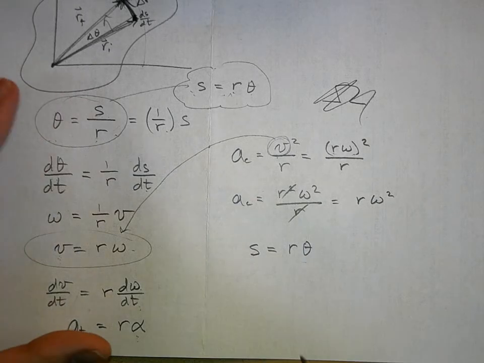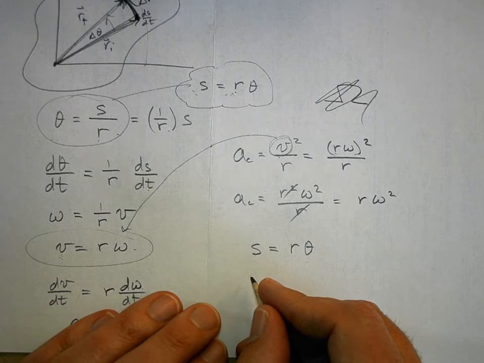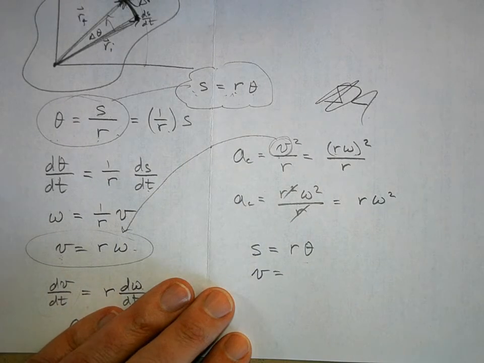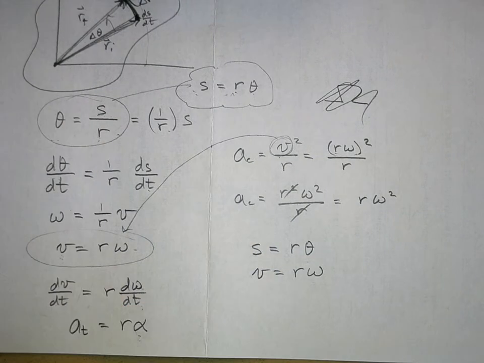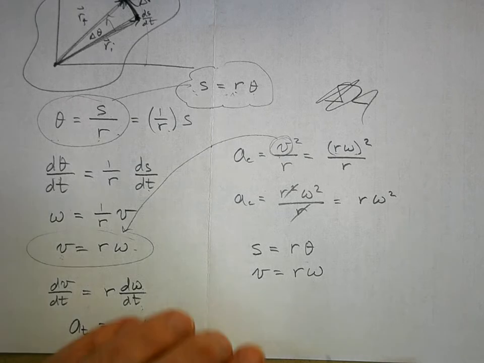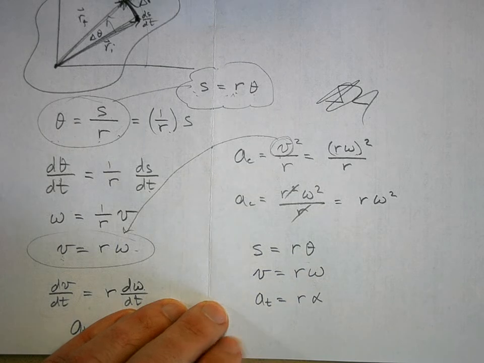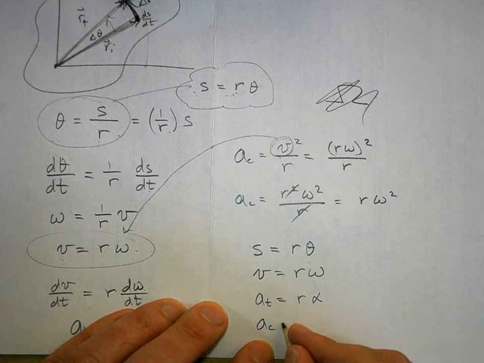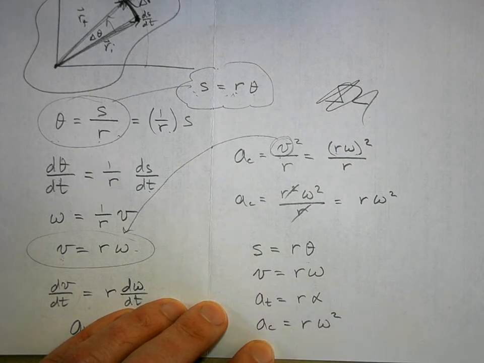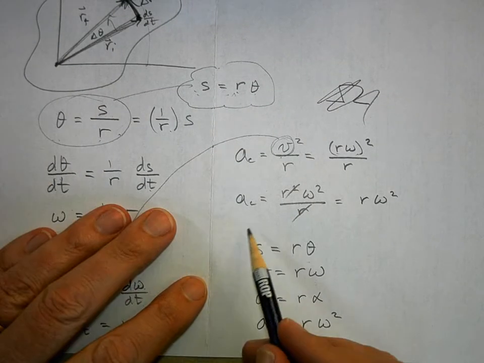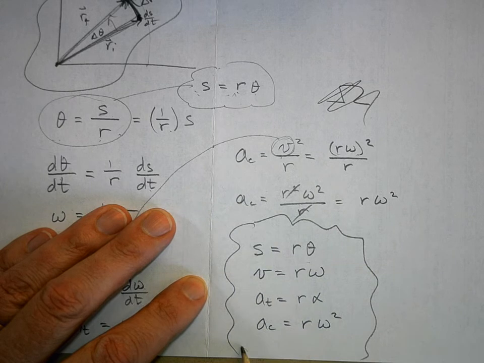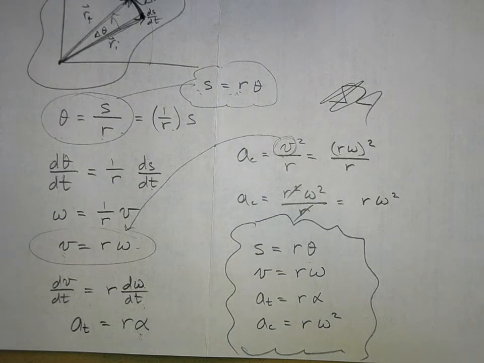And if I want to know my speed, and this is the one we use more commonly, we use r omega. And then we get to acceleration. Remember, there are two kinds of acceleration in rotational motion. You've got tangential acceleration, which is r times alpha, and then you have centripetal or radial acceleration, which is r omega squared. These are things you should add to your equation list and understand what all of these terms mean. They're pretty easy to derive.